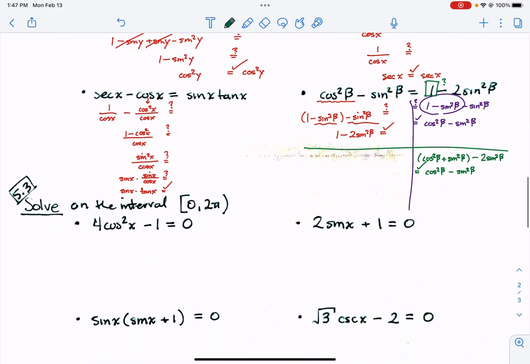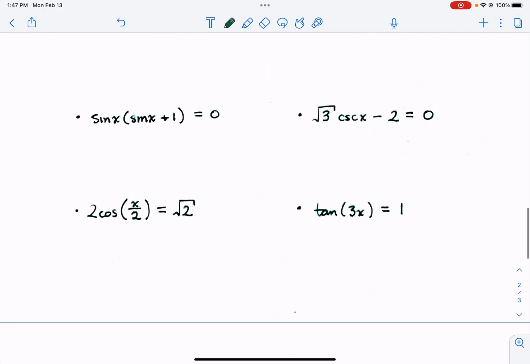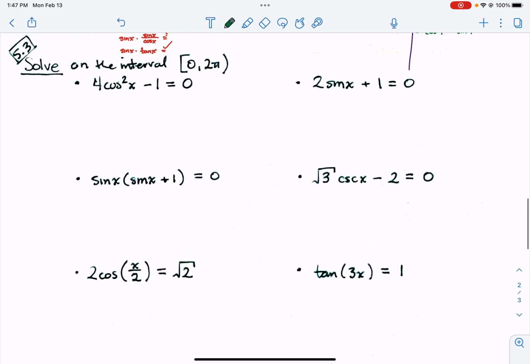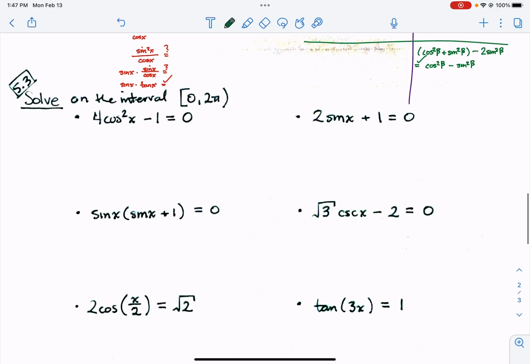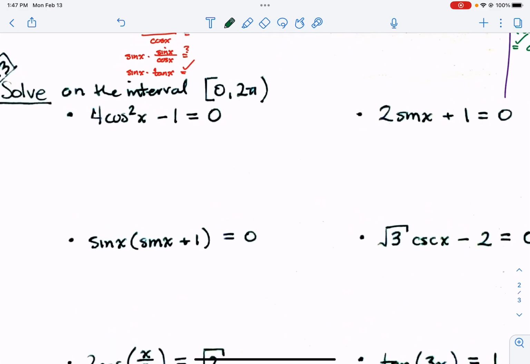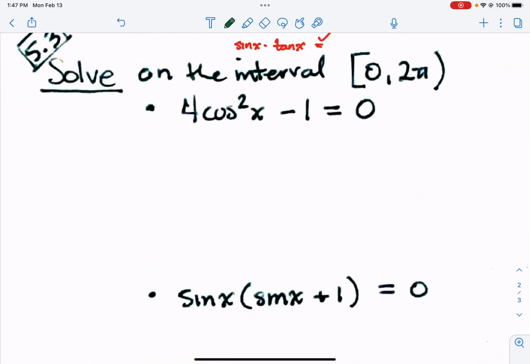All right, so let's move on to 5.3. And here we have 6 problems. I think I did 2 of them in class, maybe 3, depending on which class you were in. So I'll just go through them one by one.